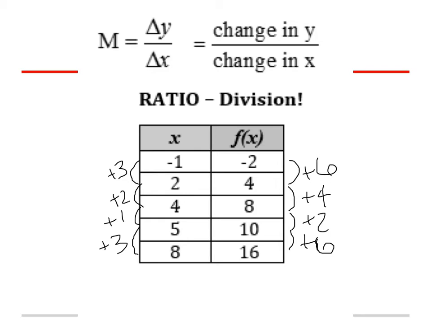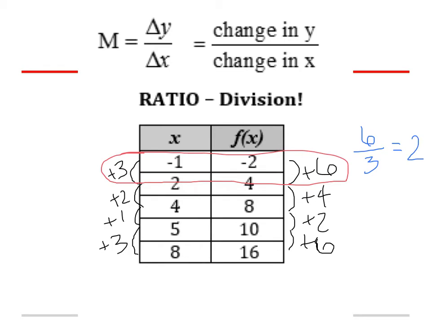But when we look at their ratio, because the ratio is the change in y to the change in x, let's look at our first two pairs. From negative 1 to 2, it was plus 3, and from negative 2 to 4, it was plus 6. So our ratio of the change in y to the change in x is 6 over 3. The change in y was 6, the change in x was 3. 6 over 3 reduces to 2.